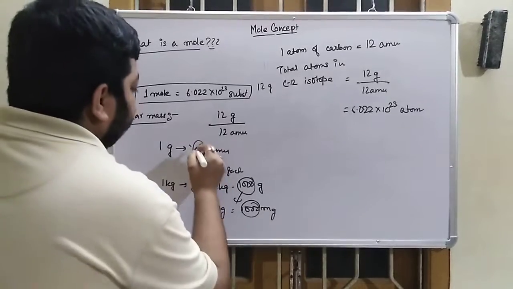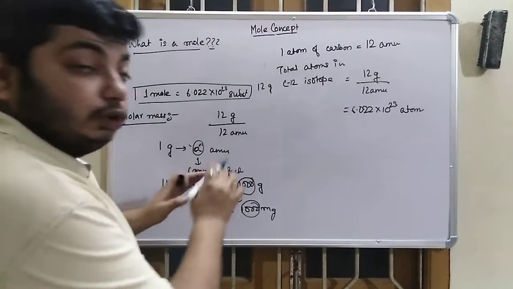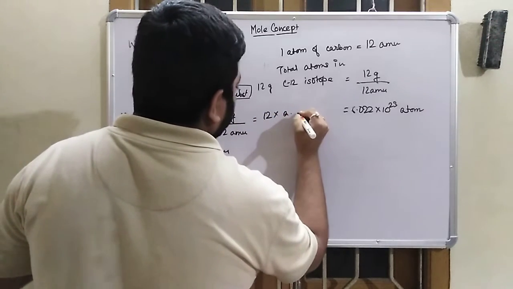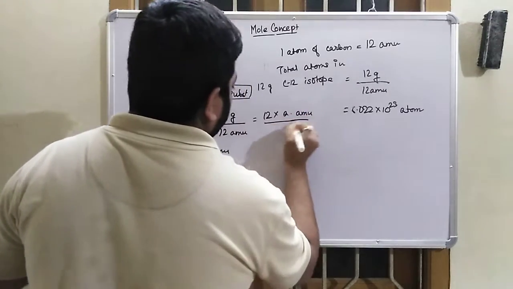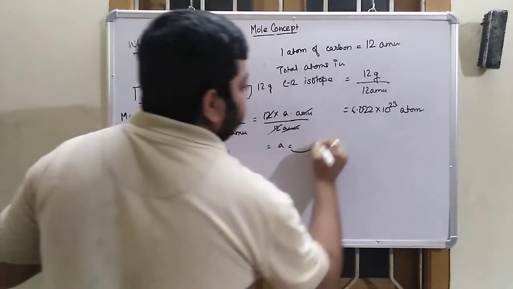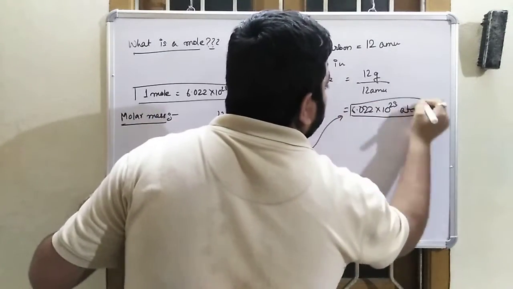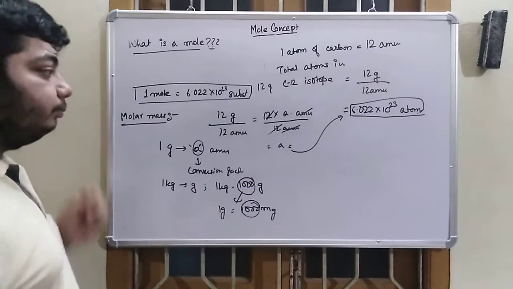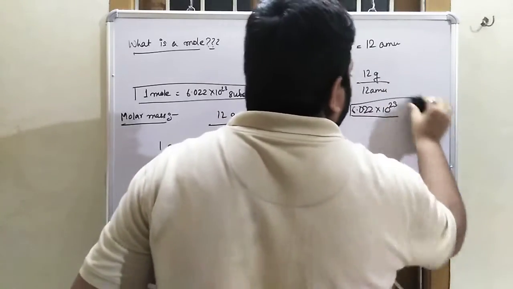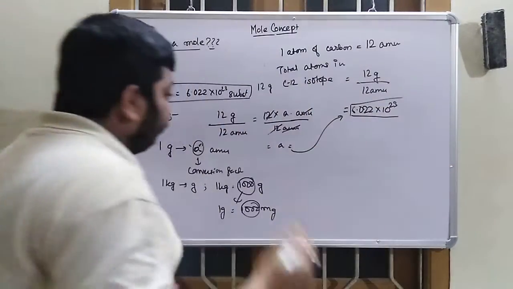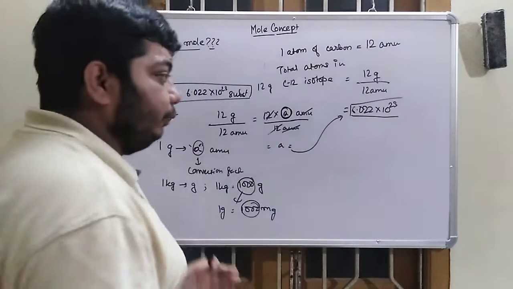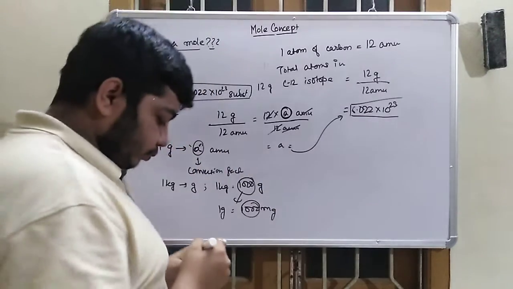So, we have considered a conversion factor A. 1 gram is equal to A AMU. What will happen is that 12 into A into AMU. Now you see A is equal to 6.022 into 10 power 23, not atoms, but 6.022 into 10 power 23. So we can say that this A is actually the conversion factor between gram and AMU.